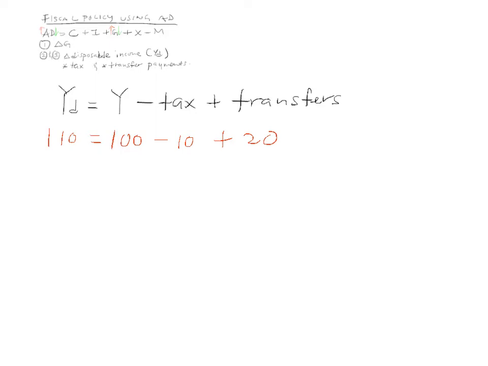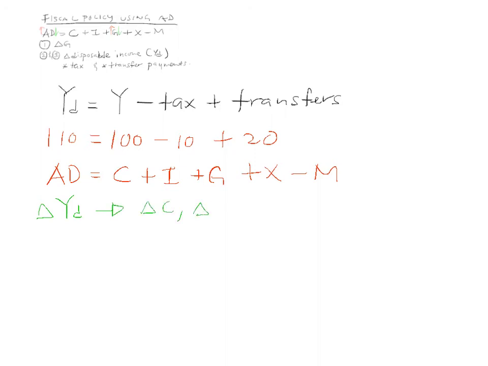So disposable income has an impact on aggregate demand. So let's just draw out aggregate demand again and explain that. Okay, aggregate demand is equal to C plus I plus G plus X minus M. Now, when we change disposable income, that will change consumption and investment.